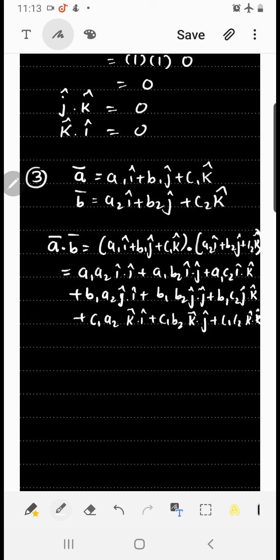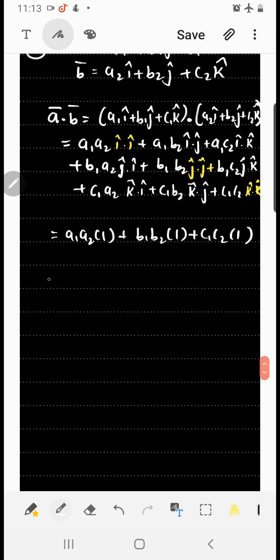Now, if you just refer to result number 1 and 2, it is not only i with i, j with j and k with k will be 1? Rest all will be 0. So, with that knowledge in our mind, can I say the final result would be a1 a2 into 1, b1 b2 into 1 and c1 c2 into 1. So, the final result would be what? A bar dot b bar is a1 a2 plus b1 b2 plus c1 c2.